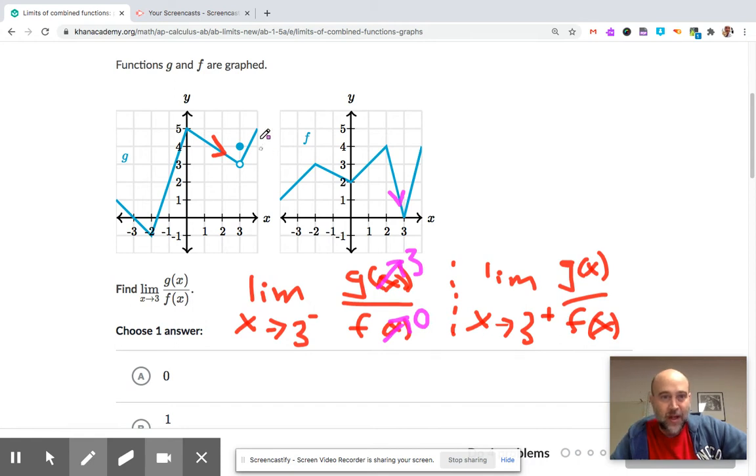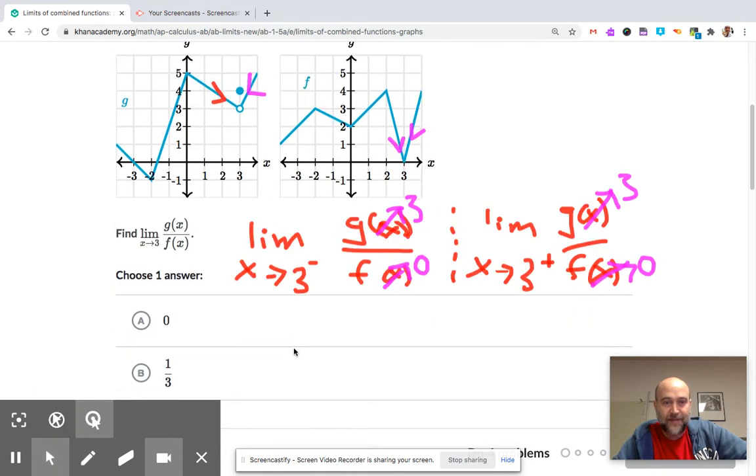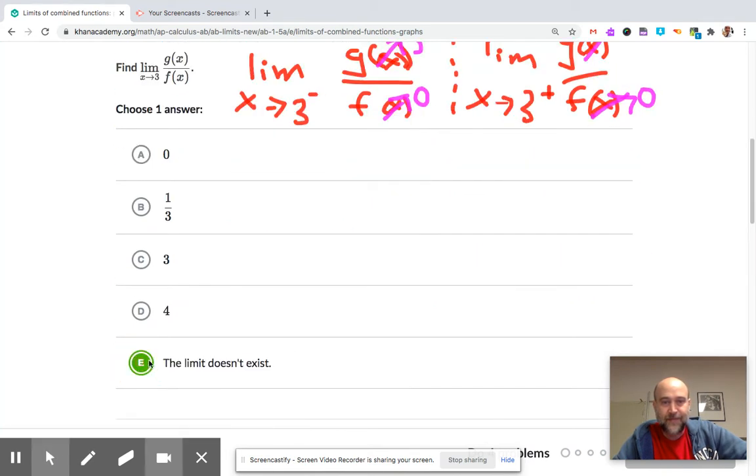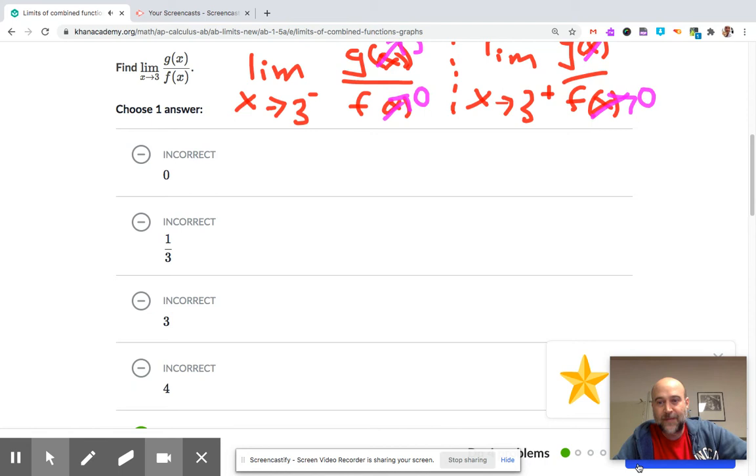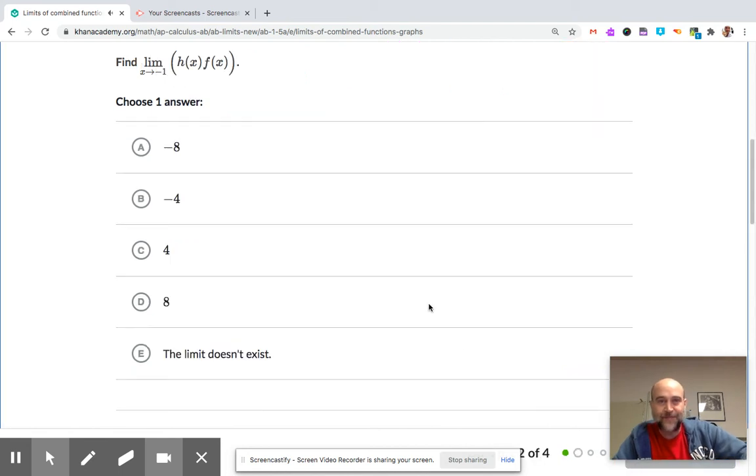pretty quick. And from the right side on g, we have an output of 3. And f of x from the right has that 0. So we have 0 on the bottom on both of these, but it just does not exist. So that's going to be the answer. Okay, see what the next one's like.